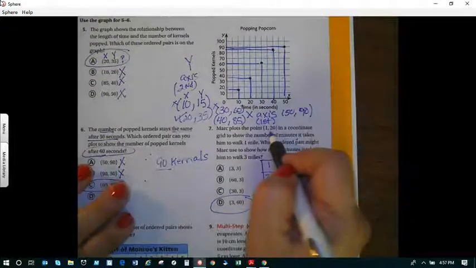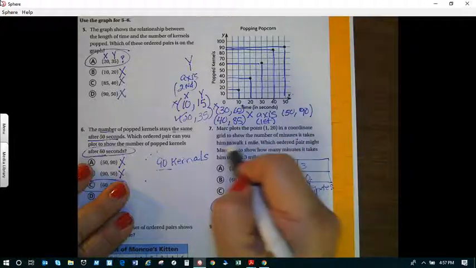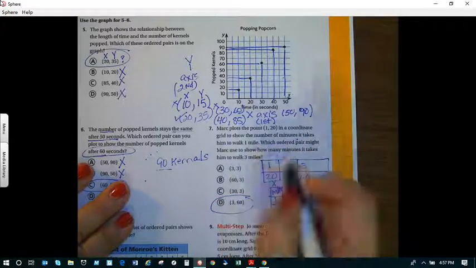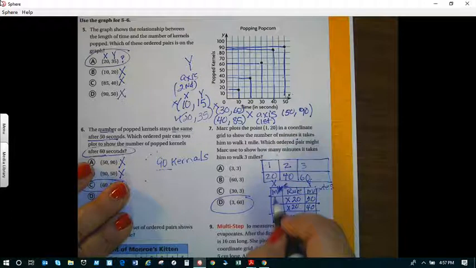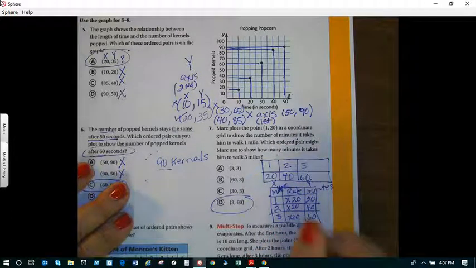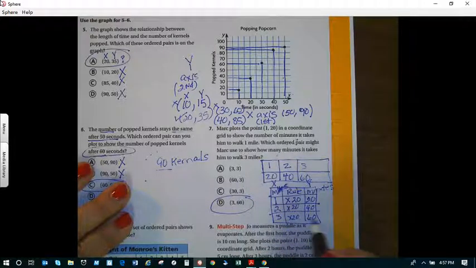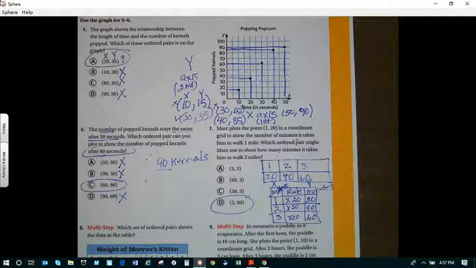Because here we had 1 and 20. So in a coordinate grid, it showed the number of minutes it takes him to walk 1 mile. So here is the number of miles. So it's 1 mile, and it took him 20 minutes to walk it. 2 miles, it would take him 40. 3 miles, it will take him 60. And so that's the way we did that one.